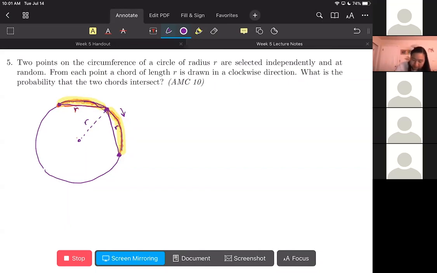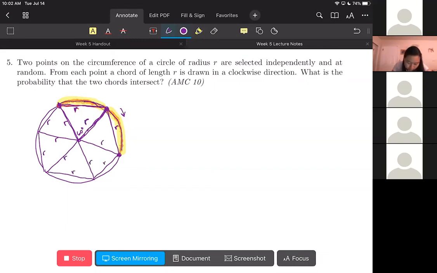So let me explain why that is too. First, say we have a chord of length r. We know these 2 are radii, so this is r, and this is r. And so here we have an equilateral triangle. And for an equilateral triangle, each of the angles is 60 degrees. The circle is 360 degrees, so we actually have 6 of these equilateral triangles that make up a circle. And this is where you get the regular hexagon as well.